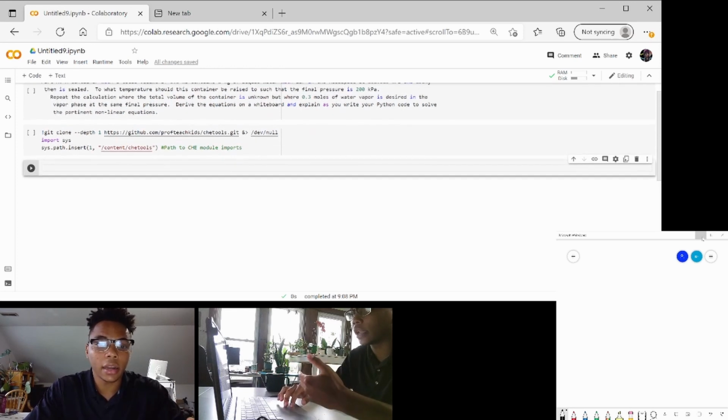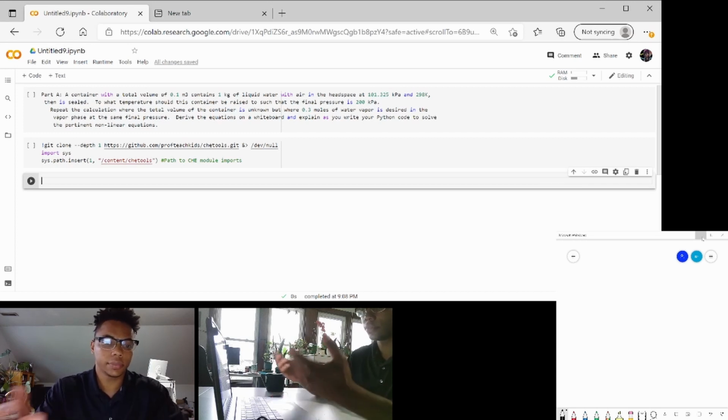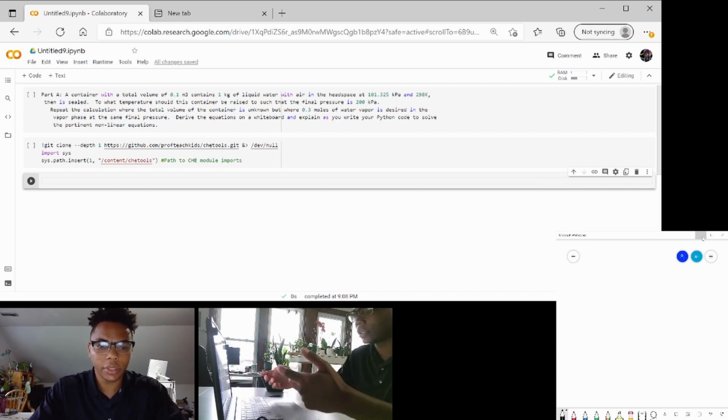We're going to repeat this calculation where the total volume of the container is unknown and where we have 0.3 moles of water vapor desired in the vapor phase at the same final pressure. So just to get started, let's first see what data we have.